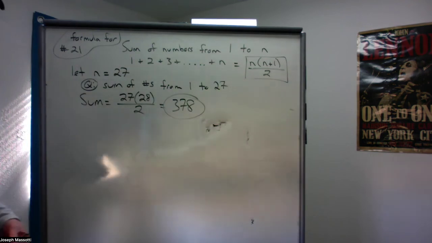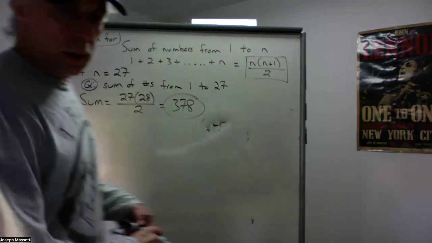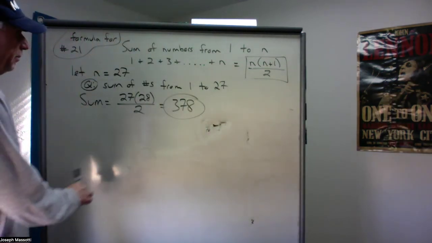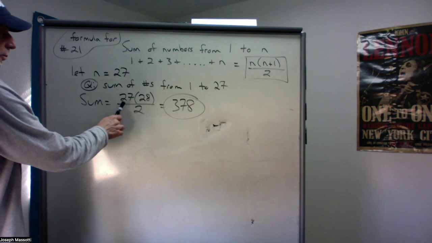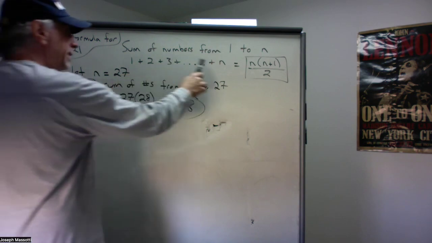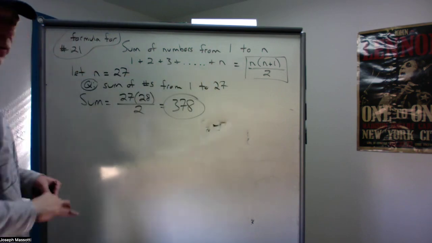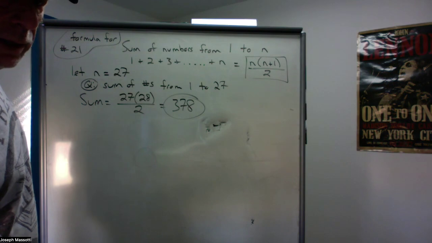All right, so you can add up any sum of any list from 1 to n, use that formula, and you get your sum.